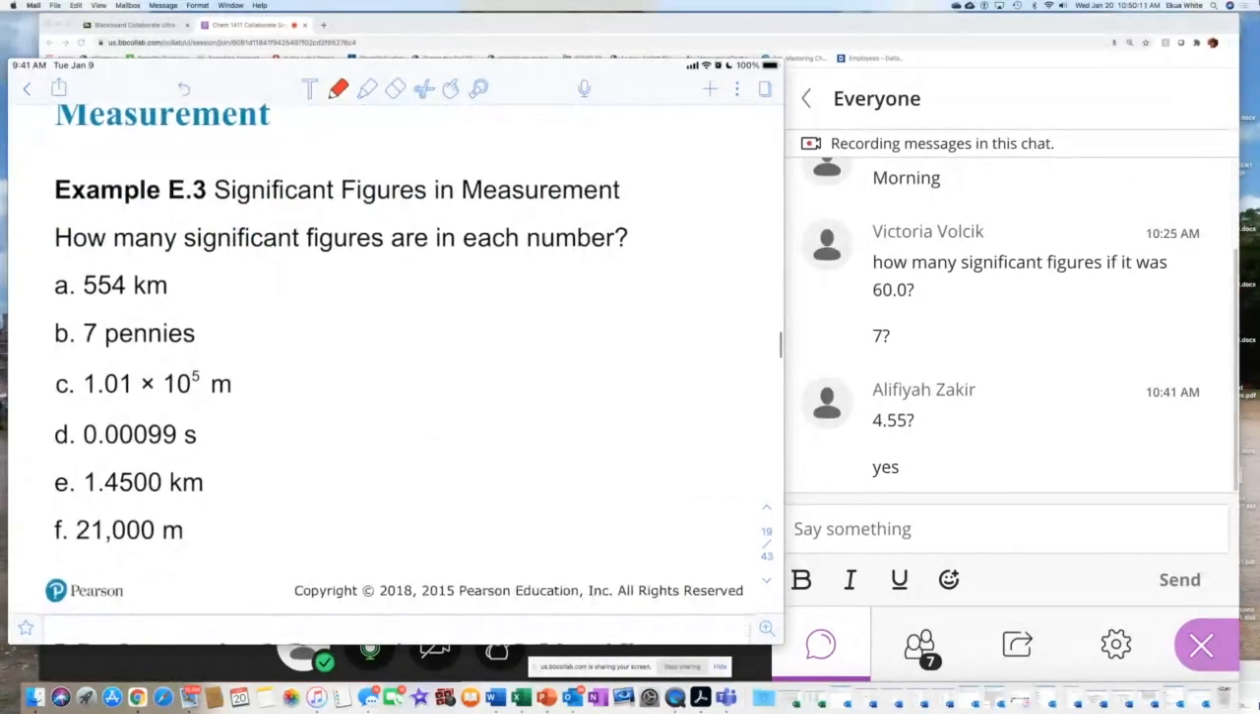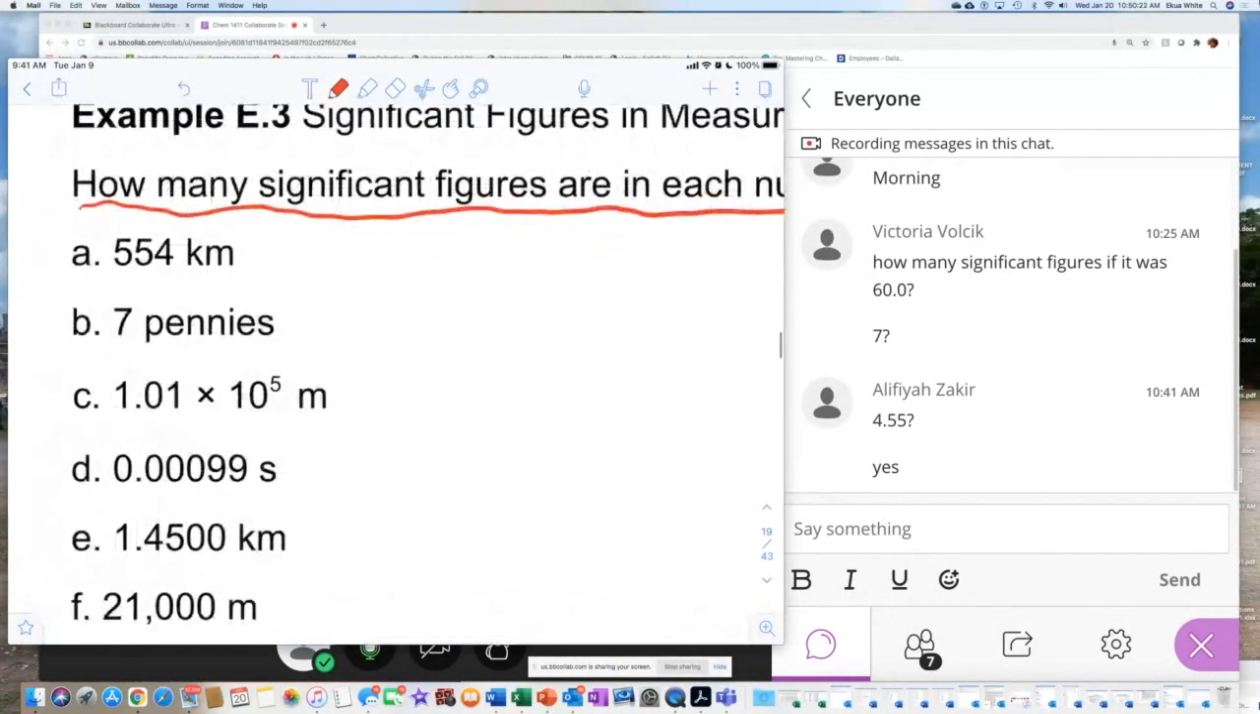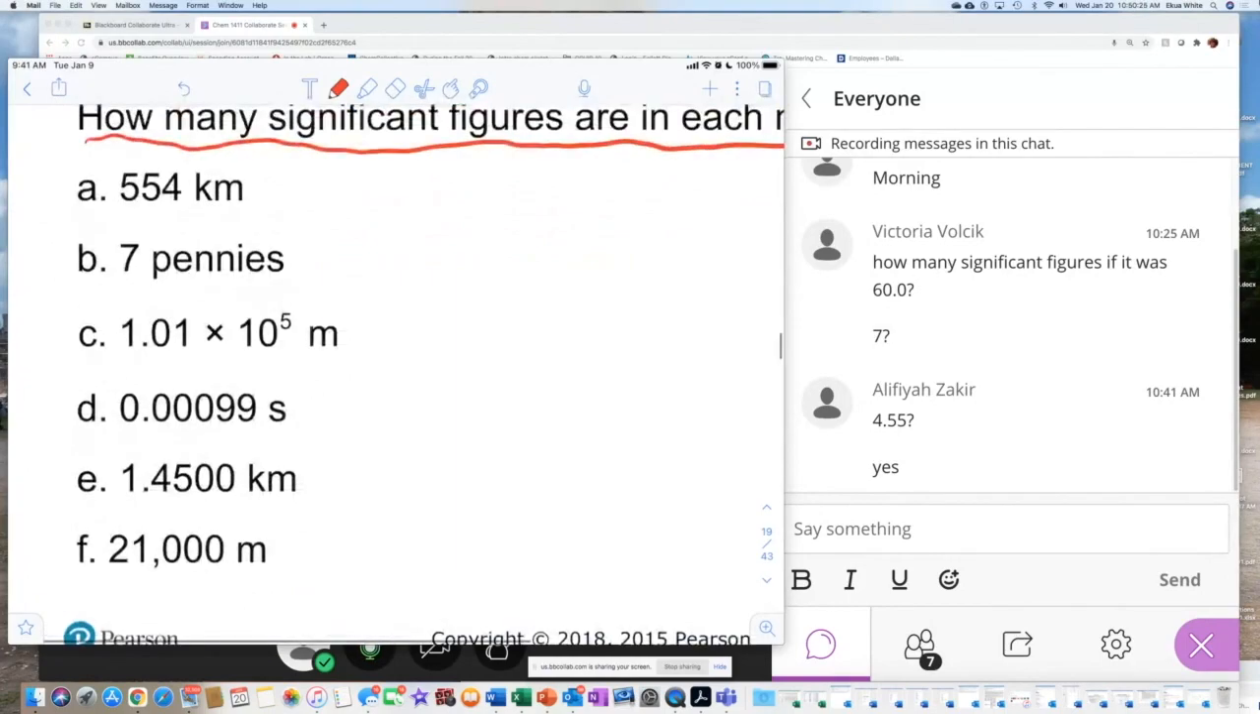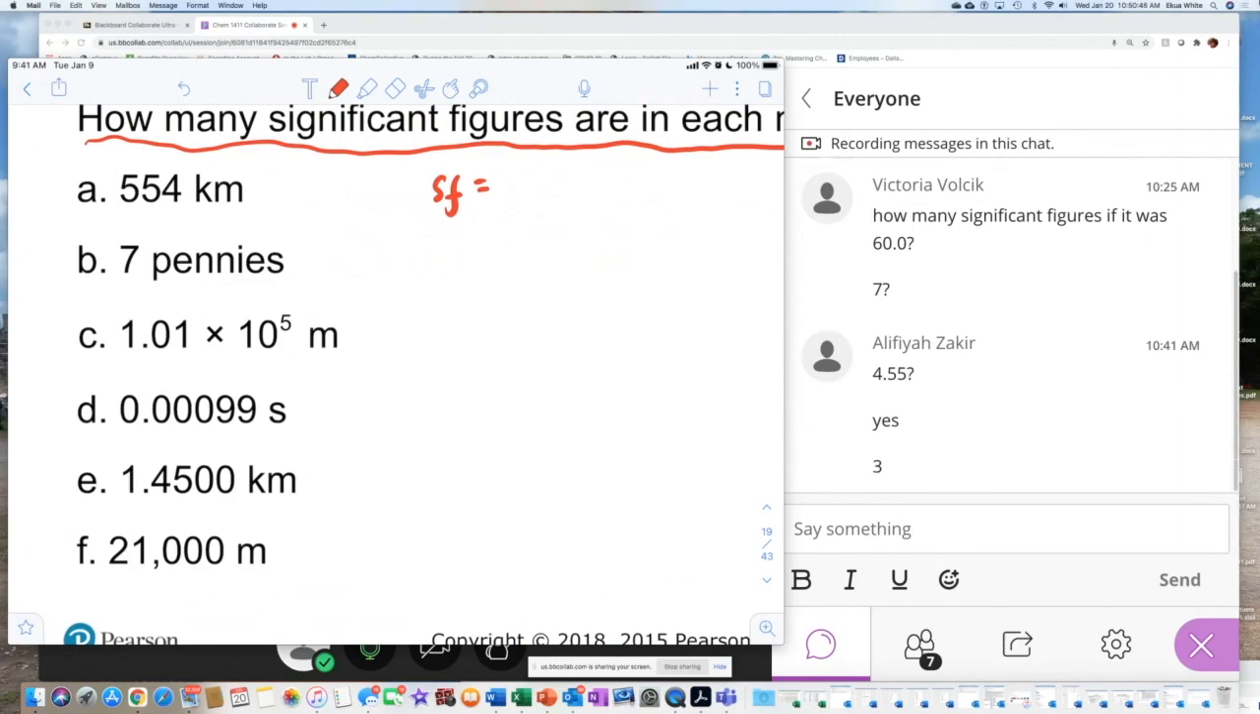Okay. So here we finally have some review questions. We're told, how many significant figures are in each number? So what do y'all think for A? I'm just going to confirm the answer as yes or no as I take a break here. For the first one, what do you think? It's 554 kilometers. How many significant figures do I have for this number? Okay, very good. 3 significant figures. And then 7 pennies.